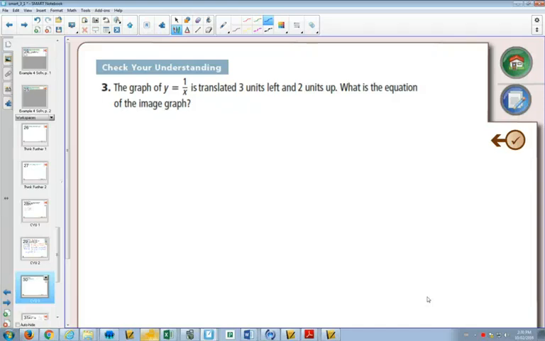So here's one of the equations. Which group had the reciprocal graph? That was your group? So here's our reciprocal graph. You're taking your reciprocal graph and you're moving it 3 to the left and 2 up. All we have to do is write the equation of the image graph.